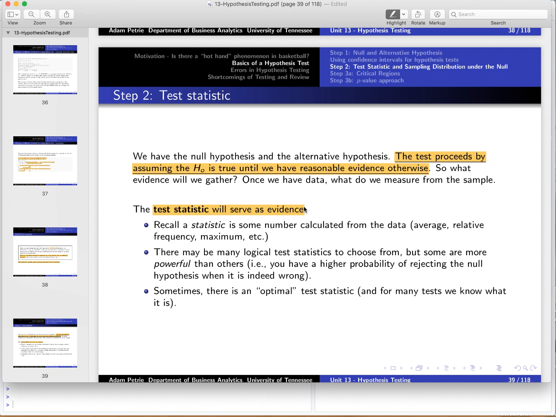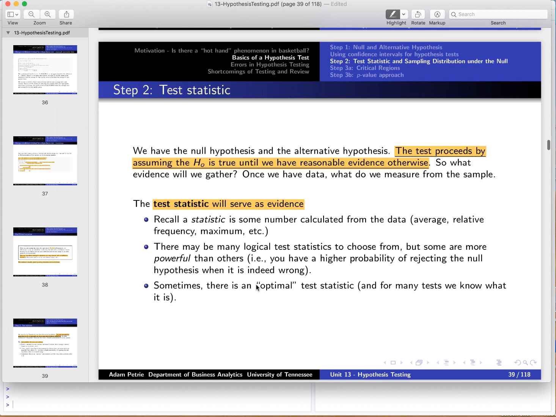And so very often we'll find ourselves in a world where there's a lot of plausible test statistics that could potentially clue us in as to which of these two worlds we live in. Sometimes there's actually an optimal test statistic, and the ones based on the MLE, the maximum likelihood estimator, ones based on averages, probabilities, are very often the optimal ones out there.